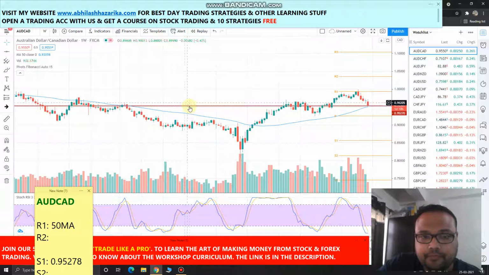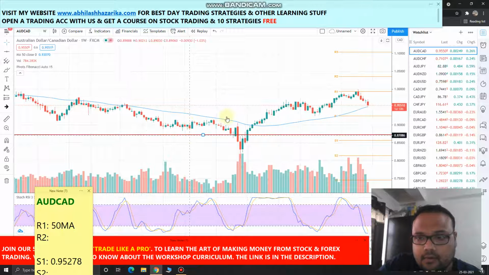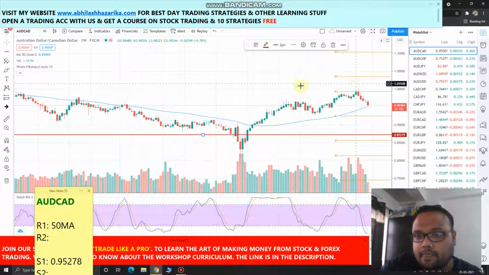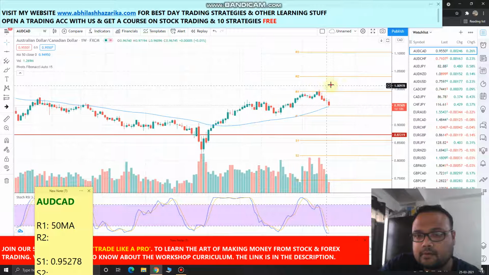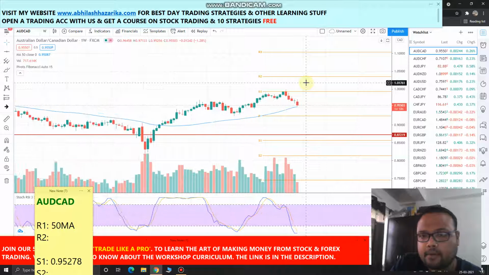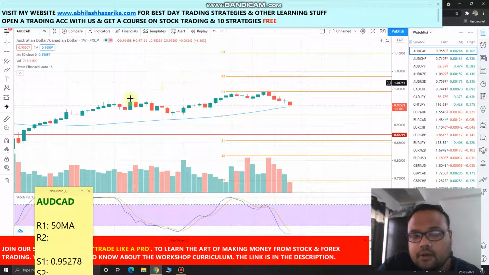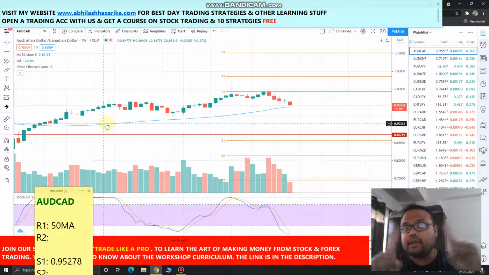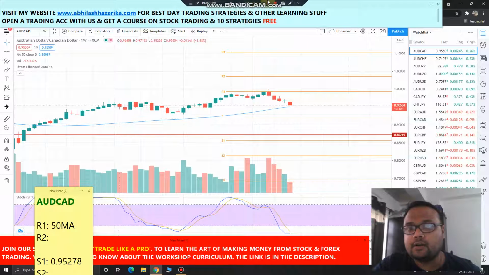Let me remove this line. If I remove this line, and if I zoom in, you can see that this is the 50 moving average now, and this is the weekly chart of AUDCAD.